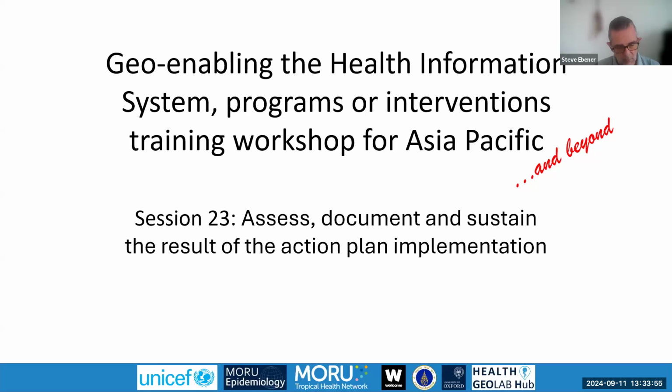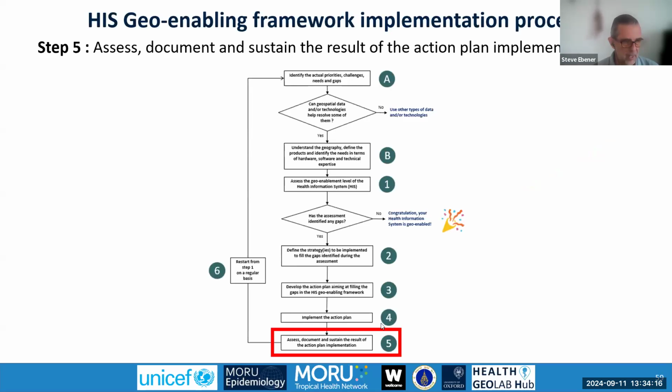So now we have implemented the plan. After the implementation, that's where it's important to assess the implementation, document it, and, as much as possible, sustain what has been put in place during the implementation. So this is step 5 in the HIS Geo-enabling framework implementation process. That's the last step before closing the loop, which is something we're going to be talking about a bit later before the end of this module.